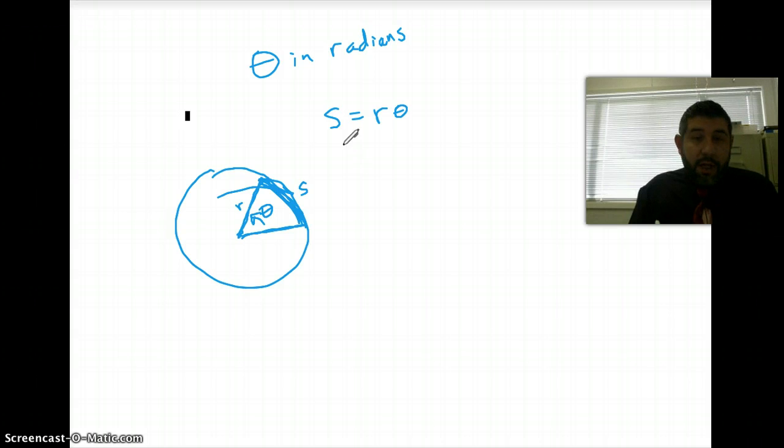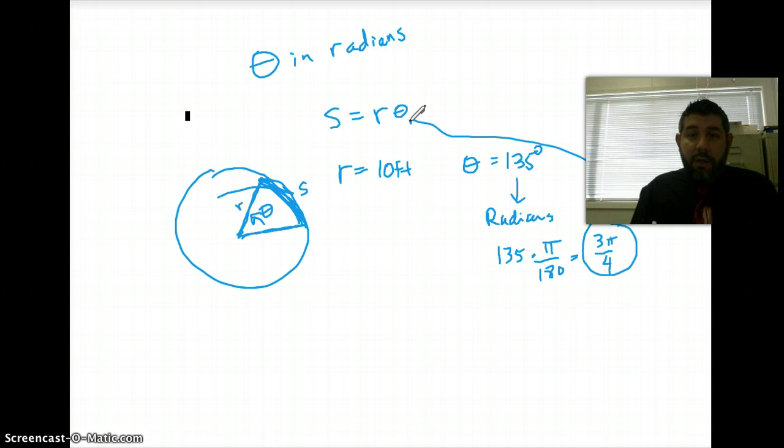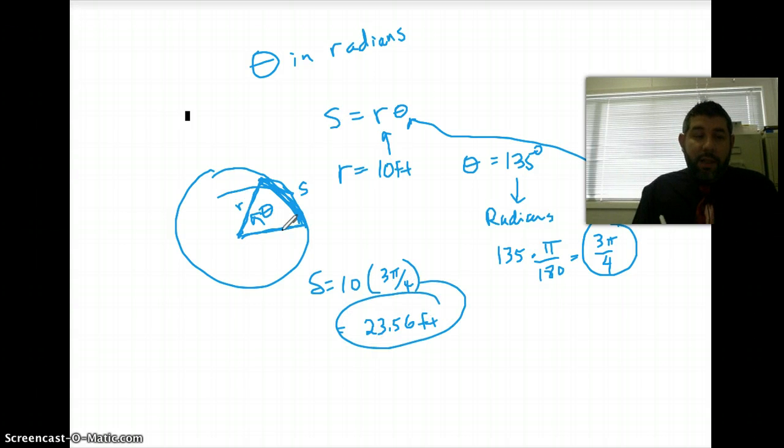S equals R theta. So if I had an R of 10 feet and a theta of 135 degrees, what I would do here is I would first change this into radians. So I would go 135 times pi over 180, okay, which turns out to be 3 pi over 4. Then I would just plug this here and plug this here. And I'd get S equals 10 times 3 pi over 4, which would give me about 23.56, we'll say that's feet. Okay? So that's how we find the arc length. Okay, so that's about it there.